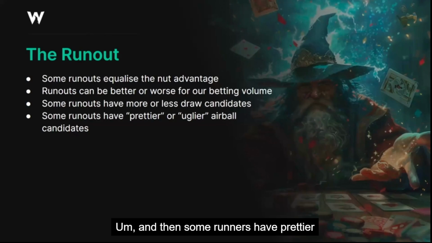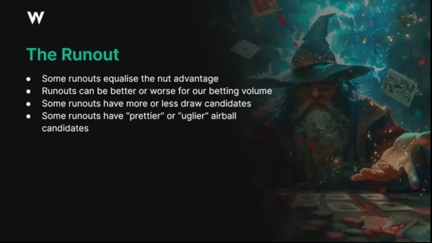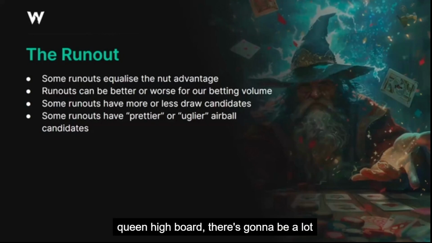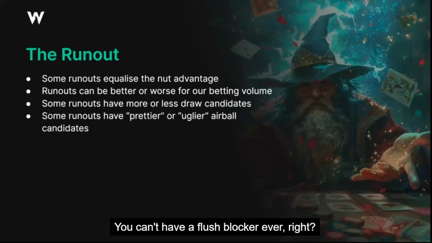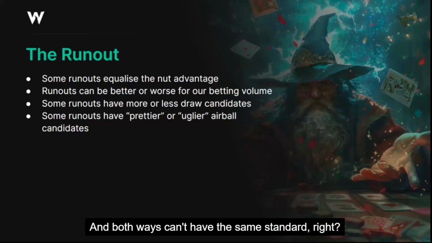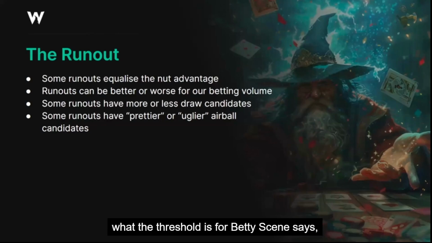And then some runouts have prettier or uglier air candidates. So for example, on a double flush draw, queen high board, there's going to be a lot of overcard, flush draw blocker, this blocker, that blocker. But on a rainbow ace-high board, you can't have overcards ever. You can't have a flush draw blocker ever, right? So you're going to need to pick some other way, right? And both boards can't have the same standard, right? You can't have the same standard always for what the threshold is for betting.